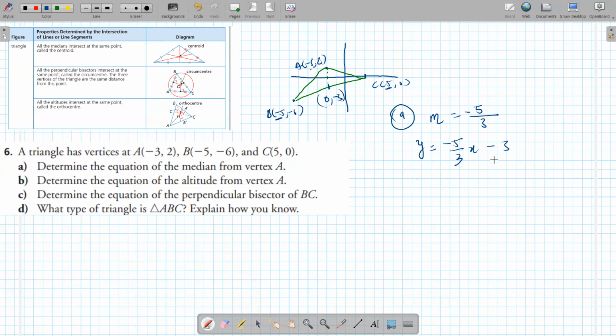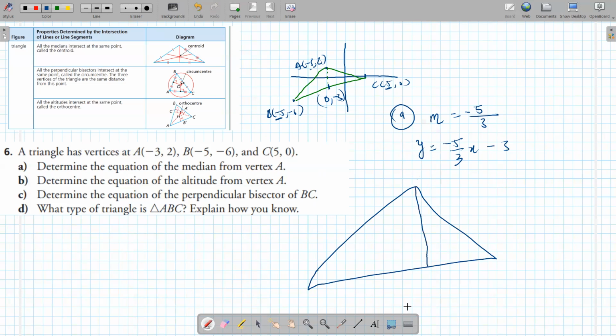Part B is going to be something different. It says, determine the equation of the altitude from vertex A. This one's going to be a little bit tricky. Altitude, I can remember what an altitude is. It comes from one of the vertices, okay? It's basically the height of the triangle, that's what it is.